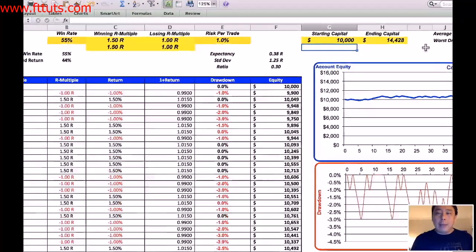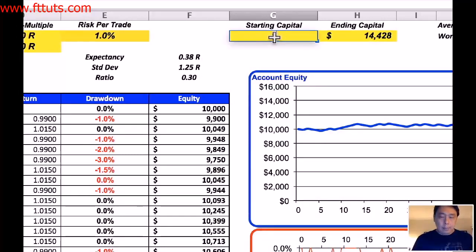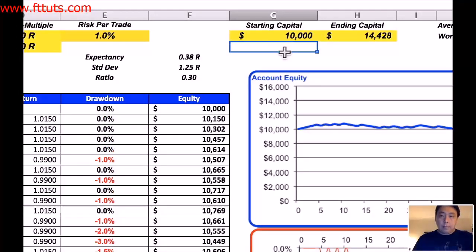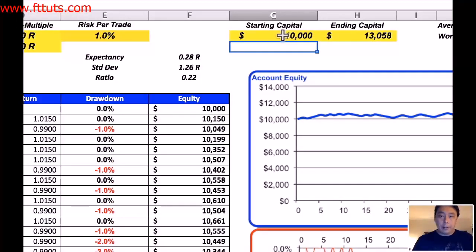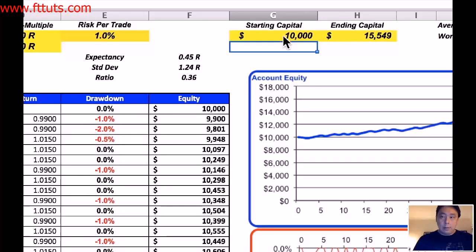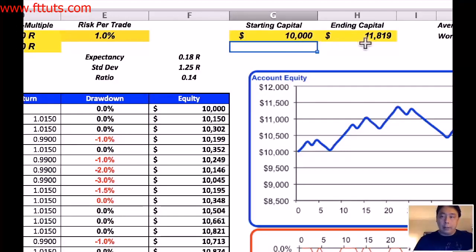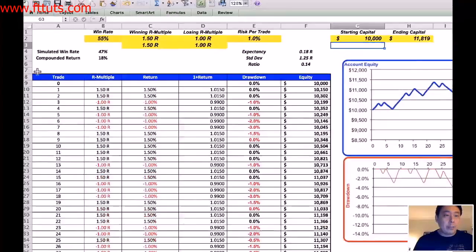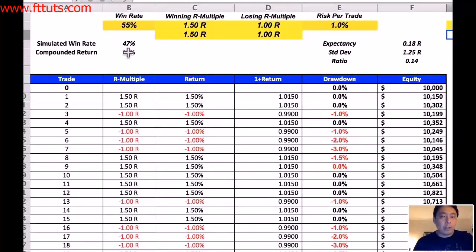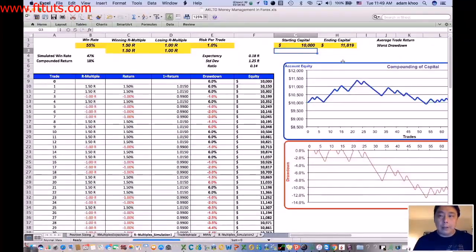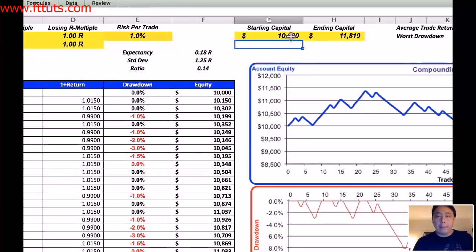So notice every time you put in 10,000, you get a different figure, right? You will always get a different figure. Why is it always different? Because this keeps changing. Like in this case, the win rate drops to 47%, and hence, you only grow your capital to 11 grand.